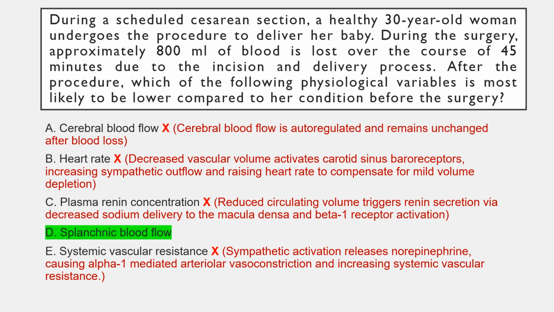And option E is incorrect because when the sympathetic nervous system is activated, norepinephrine is released, causing vasoconstriction via alpha 1 adrenergic receptors. This constriction increases systemic vascular resistance to maintain blood pressure despite reduced blood flow. Hence, systemic vascular resistance does not decrease but instead increases.